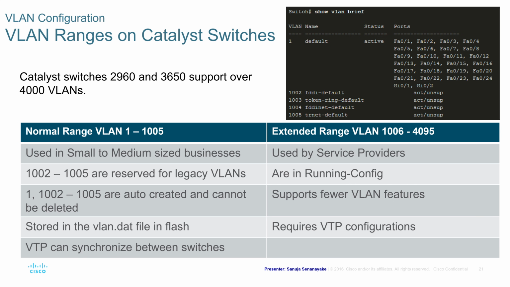There's a table of normal range VLANs and extended range VLANs. I will go into depth on normal versus extended range in a later video, but for now just remember the Cisco Catalyst switches 2960 and 3650 support over 4,000 VLANs, with normal range VLANs from 1 to 1005 and extended range VLANs from 1006 to 4095. For exams and quizzes in this course, you should know where the normal range starts and ends and where the extended range starts and ends.